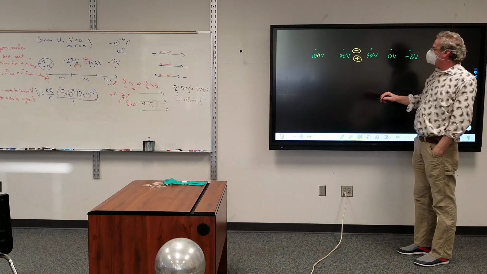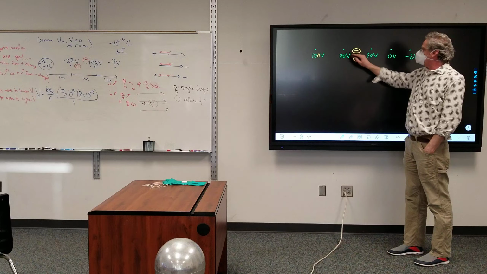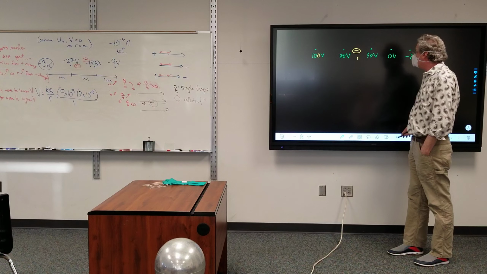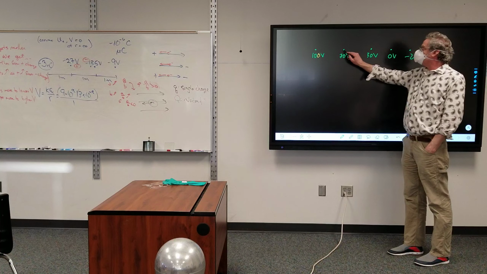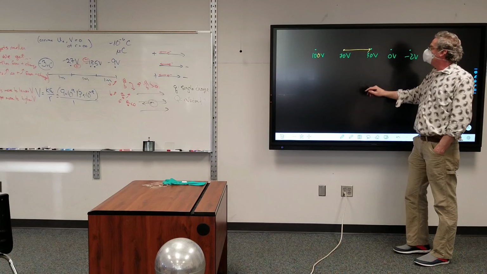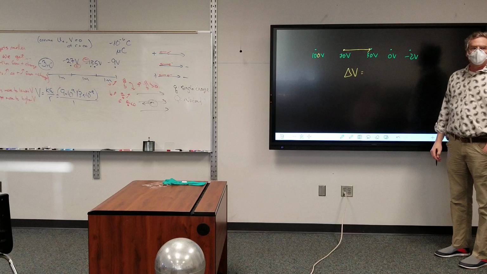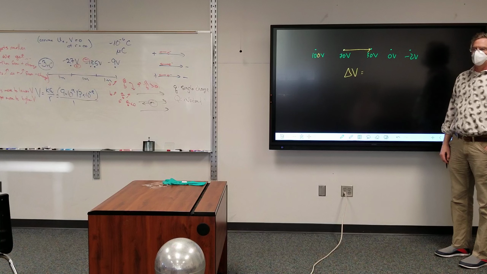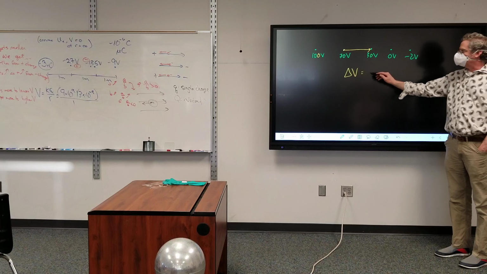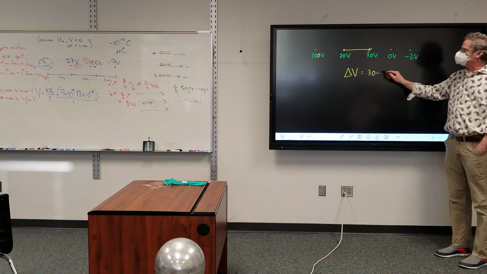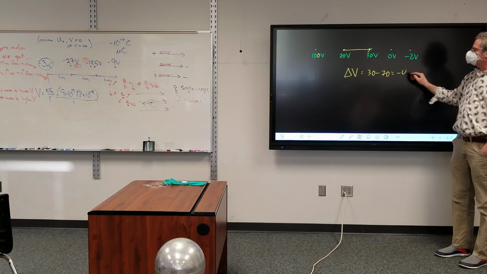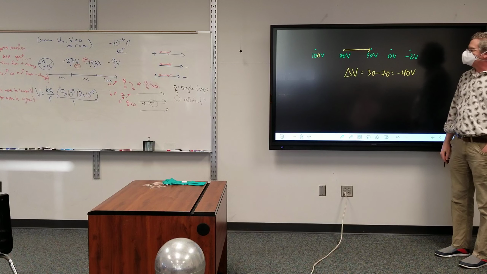Now, if I start here, let's get rid of those. I start here at 70 and I move to there. What is the change in my electric potential? Yeah, it's final minus initial, which is negative 40 volts.